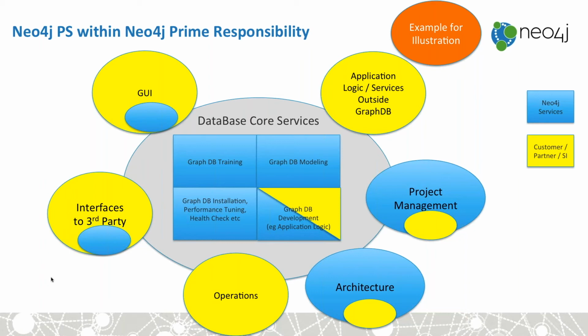As indicated with the blue and yellow color, you see that there are no hard boundaries between what Neo4j, a partner, or the customer would and could deliver. All of this can be discussed and should be discussed as part of a project plan in a real project case.